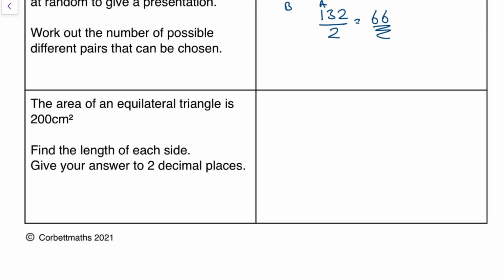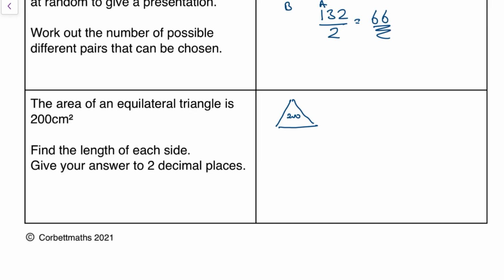Next and final question. The area of an equilateral triangle is 200 centimetres squared. Okay, so quick sketch. Probably don't need to do this. We're going to do it anyway. So equilateral triangle, area is 200. Find the length of each side. Give your answer to 2 decimal places.